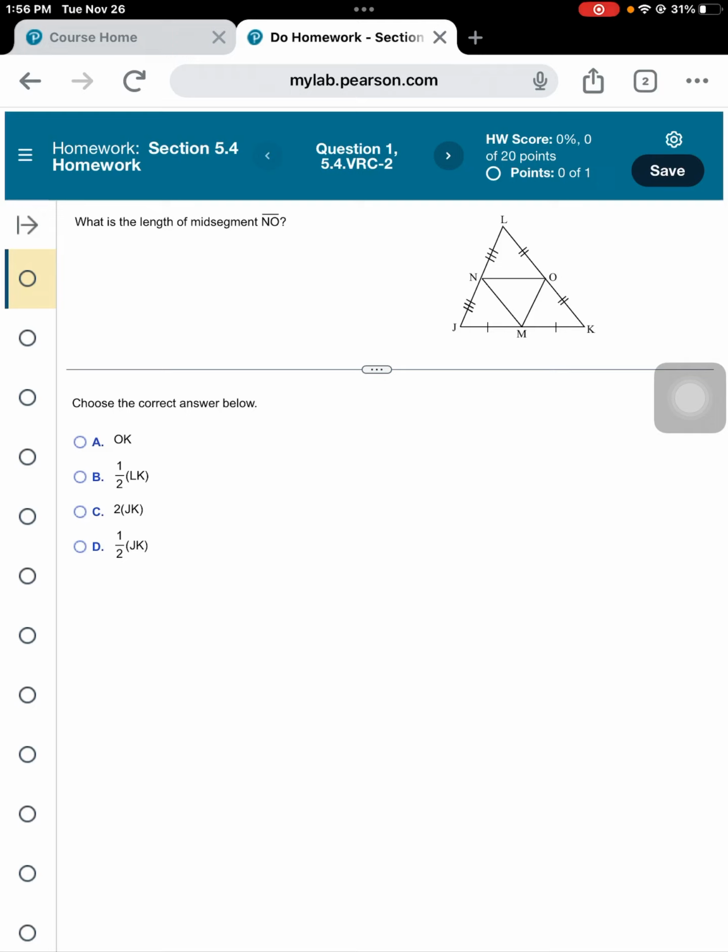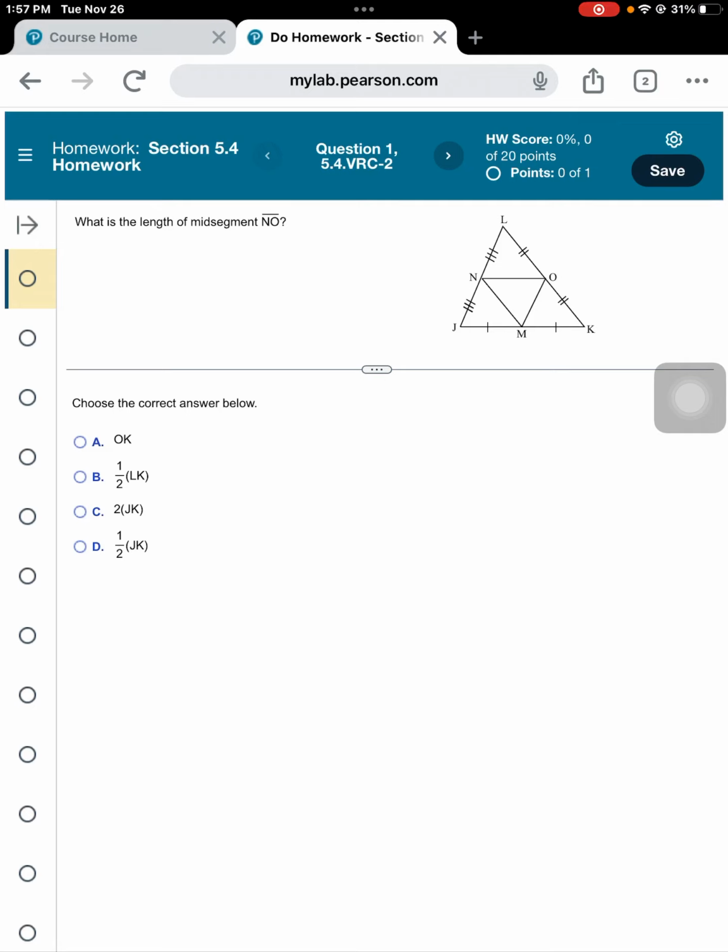Alright guys, we're going to go over 5.4 right now. So it's all about the mid segments. So I feel like we're good with this. So let's try to make this one quick. So what is the length of mid segment NO? We know that NO is a mid segment.